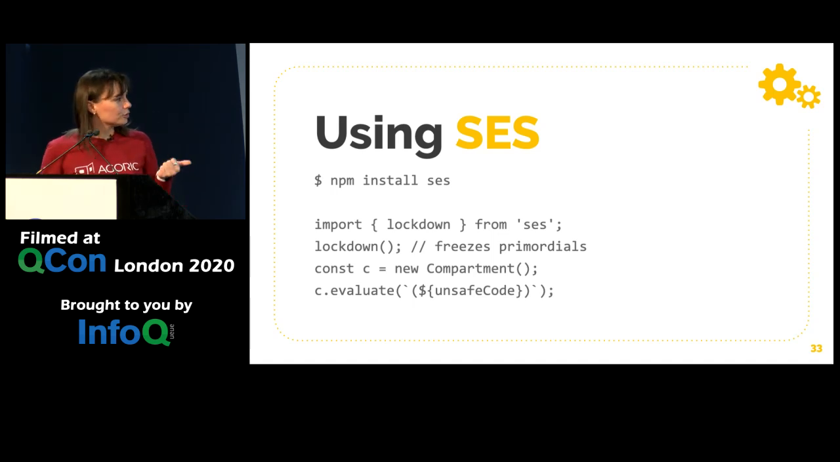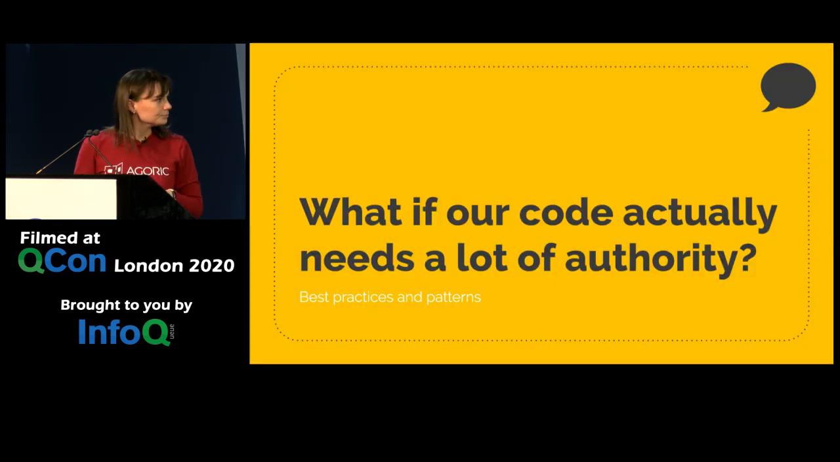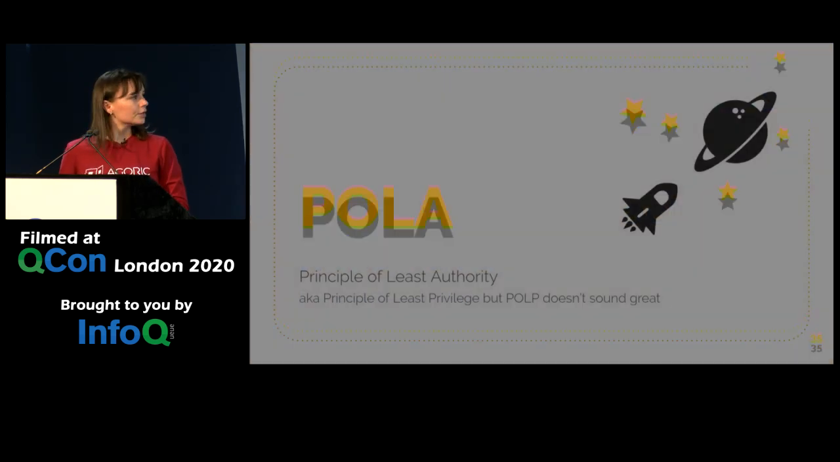Oh, and you might notice that we have to stringify the code right now. So we're still working on the developer ergonomics issues. OK, so what if our code actually needs a lot of authority? You might be saying, isolation is all well and good, but my code needs access to the file system. My code needs access to the network, right?